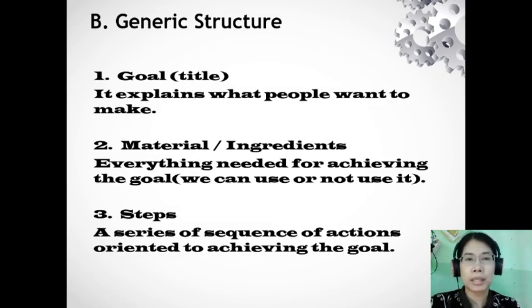And the third one would be steps. Steps are the order in which something is done. So you will be exposed to certain steps in chronological order. That's why it says a series of sequence of actions oriented to achieving the goal. So these are the things we must do step by step, or chronologically, in order for us to achieve the goal that we have stated before.